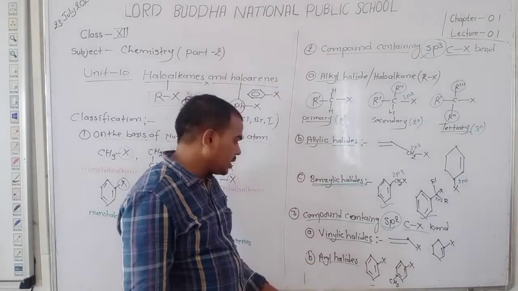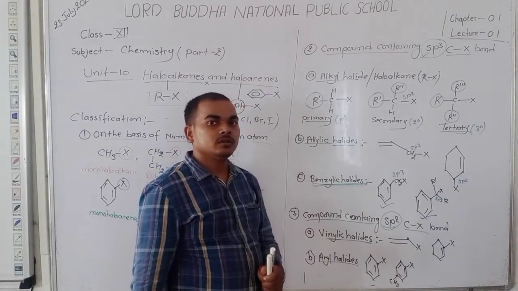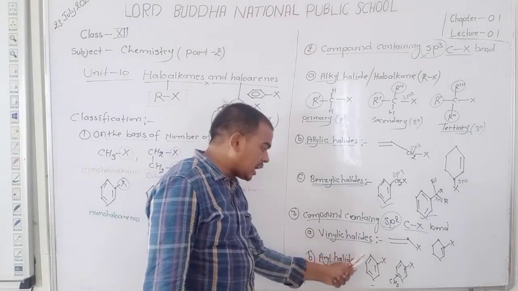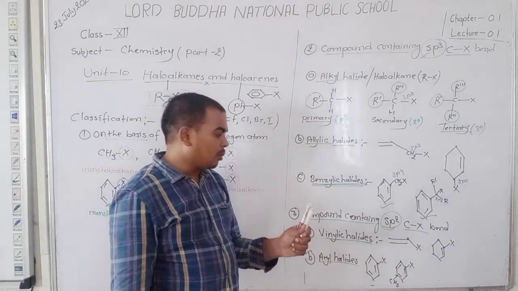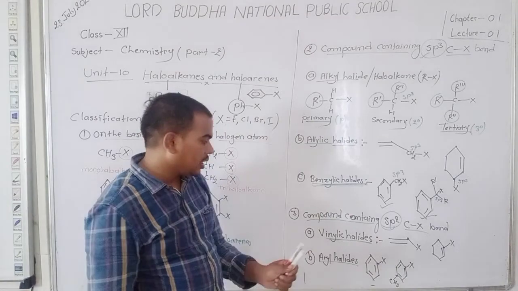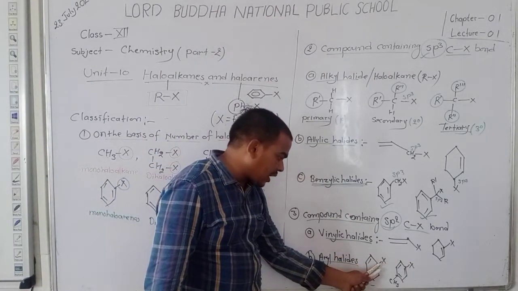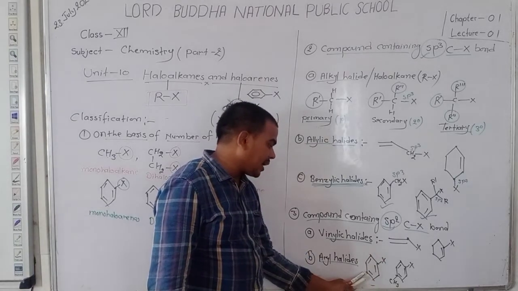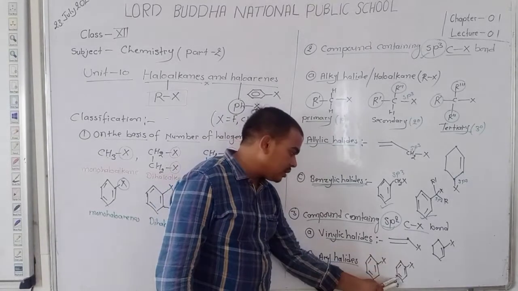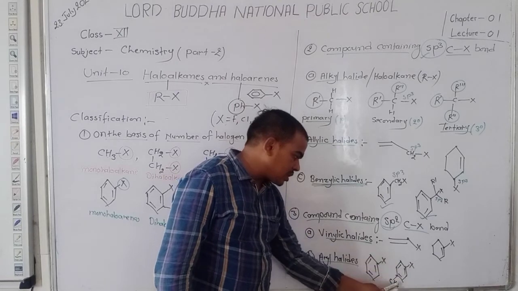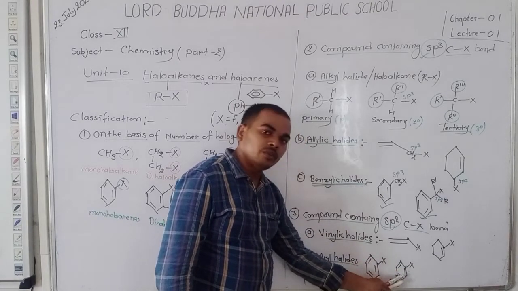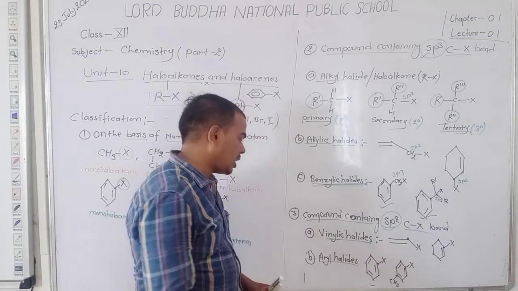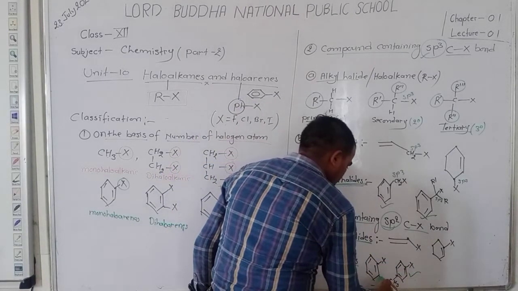Now aryl halides. An aryl halide is a compound in which the halogen is directly attached to an aromatic ring, that is a benzene ring. Here the halogen is directly attached to a benzene ring, so we say aryl halide. Also here the benzene ring is directly joined with the halogen, so it is also known as an aryl halide.